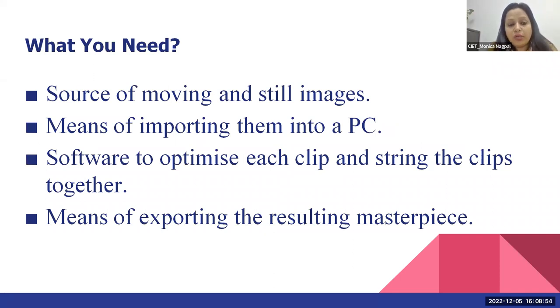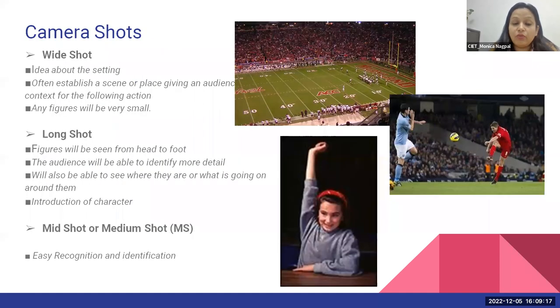Now, say for example, for creating a video, what all do you need? You need moving or still images. You need a computer where you are going to compile them. You need software for editing them, and finally you are going to create your own masterpiece. These are the basics you need once you have created the storyboard and recorded.